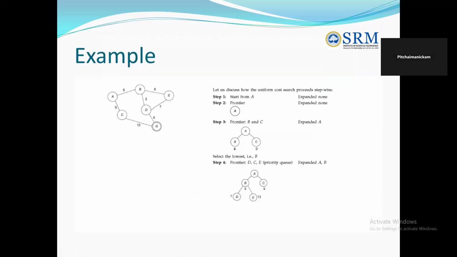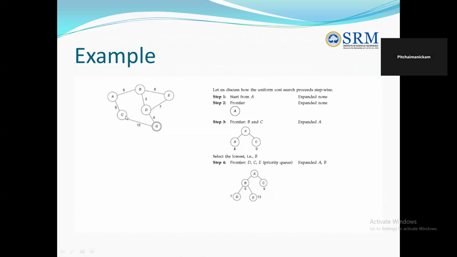So consider this problem. Here you just see the graph. There are six vertices, A, B and so on. Each and every vertex is connected with edges. A to B is 5, A to C is 9, B to E is 8, B to D is 2, D to E is 7, D to G is 6, and C to G is 12. So these are all the edges assigned between the different vertices. So you just note it down.